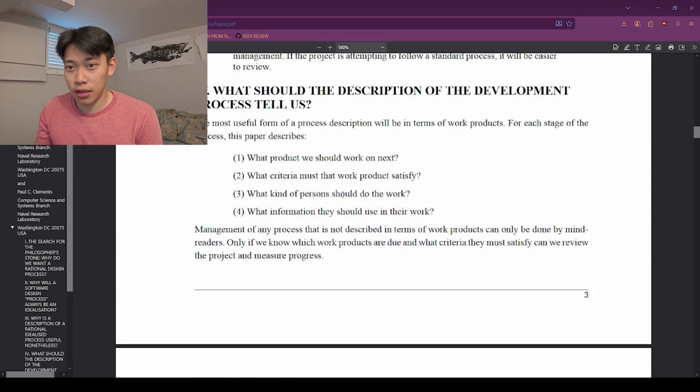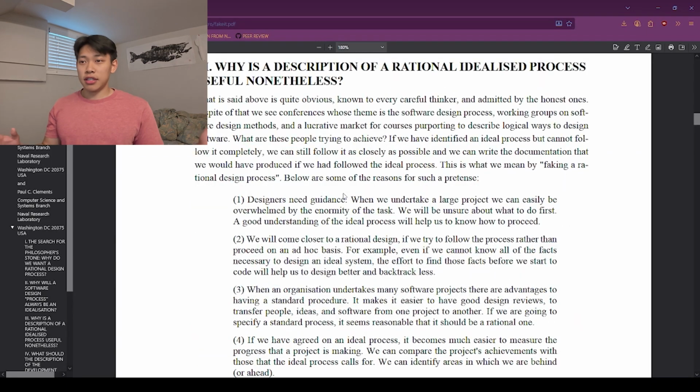Number 3. So, why is the description of a rational, idealized process not useful nonetheless? What is said above is quite obvious, known to every careful thinker, and admitted by the honest ones. In spite of what we see, there are conferences whose themes are software design process, working groups on software design methods, and a lucrative market for courses purporting to describe logical ways to design software. What are these people trying to achieve?